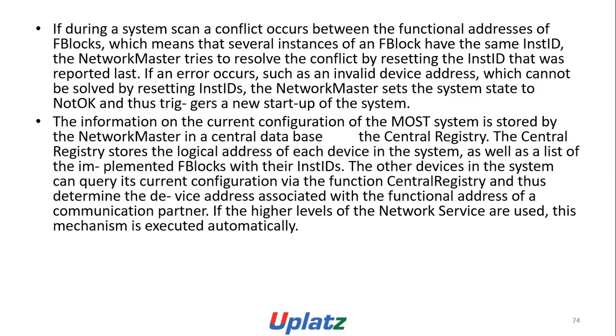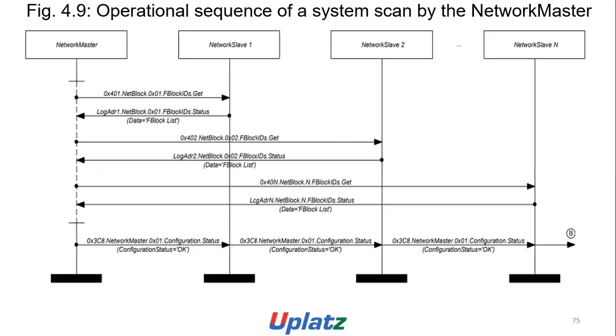The information on the current configuration of the MOST system is stored by the network master in a central database, the central registry. The central registry stores the logical address of each device in the system, as well as a list of implemented blocks with their instance IDs. The other devices in the system can query its current configuration via the function central registry, and thus determine the device address associated with the functional address of a communication partner. If the higher level network services are used, this mechanism is executed automatically. An operational sequence of a system scan by the network master is shown here.